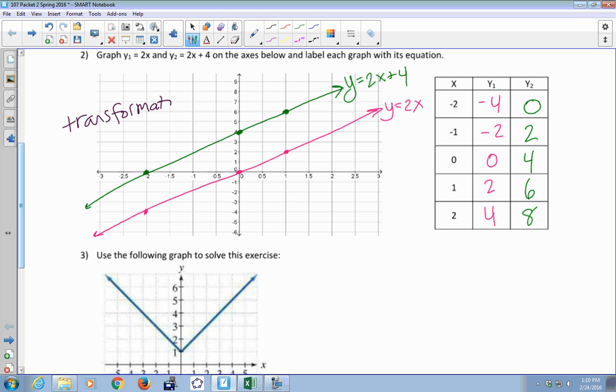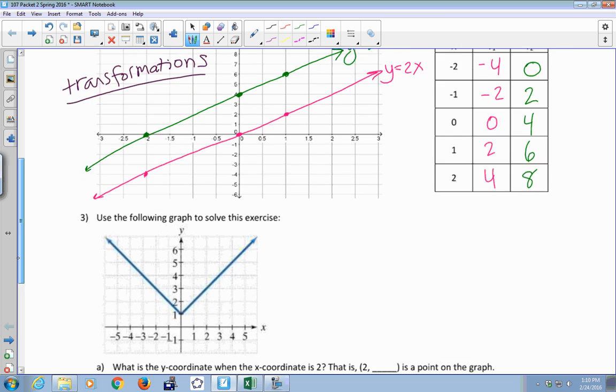And that's going to be a big topic. We're going to spend 3 days on it, and you're going to have a project on it. So that's just a little preview of things to come there. All right.